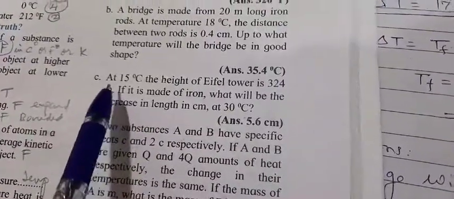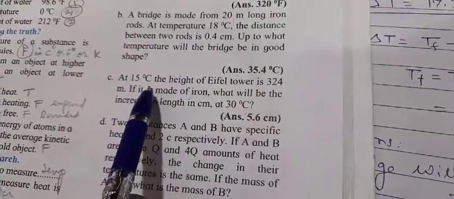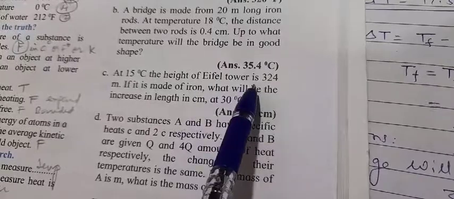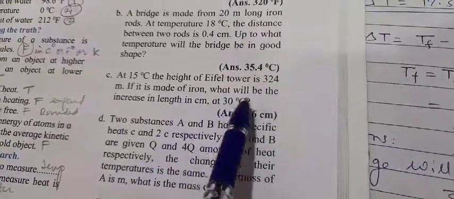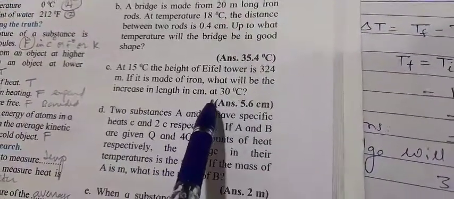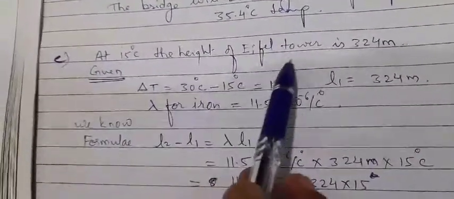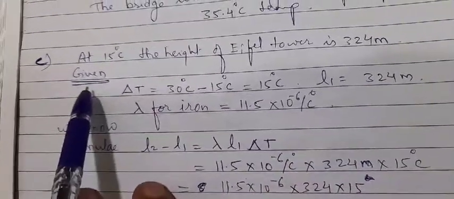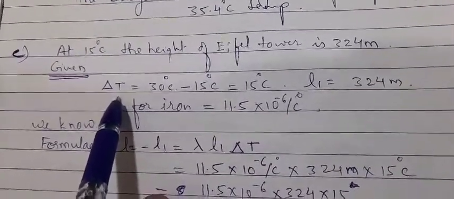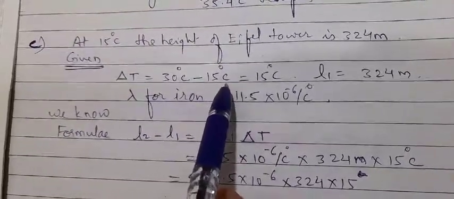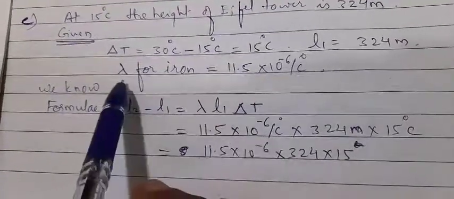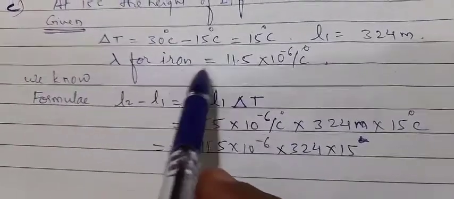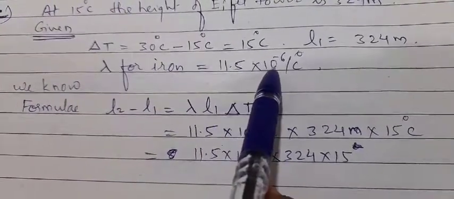Now the next example, C: at 15 degrees Celsius the height of the Eiffel Tower is 324 meter. If it is made up of iron, what will be the increase in length in centimeter at 30 degree Celsius? Given, the difference in temperature, delta T, is 30 degrees Celsius minus 15 degrees Celsius, which is 15 degrees Celsius. L1 is 324 meter. Lambda for iron we know is 11.5 into 10 raised to minus 6.